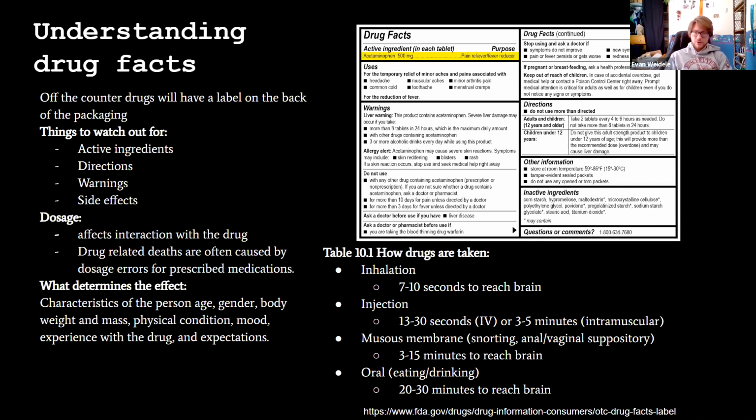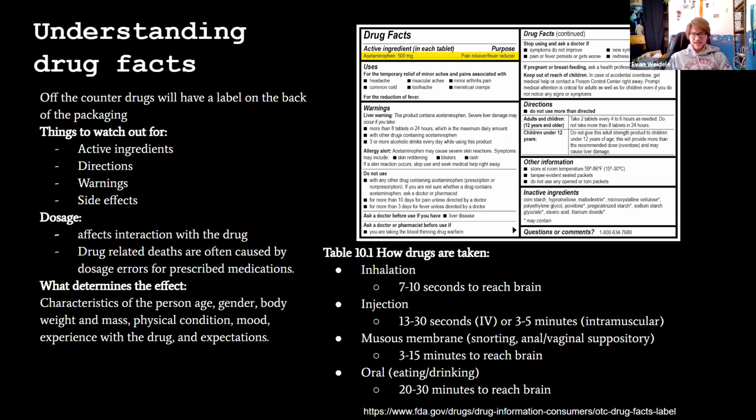One of the most common or well-known versions of mucous membrane drug use is snorting cocaine. But there are also anal and vaginal suppositories, which are much less common, and that takes about 3 to 15 minutes. Then oral, which is taking it by mouth, as in eating or drinking, could take about 20 to 30 minutes. That could be eating an edible, like a THC edible, taking a Tylenol, or drinking alcohol.